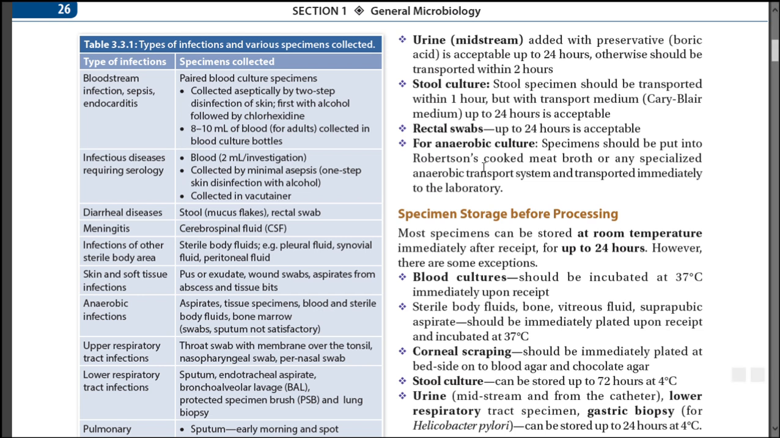For anaerobic culture, we want the specimens to be put into Robertson's cooked meat broth or any other anaerobic transport system and transported immediately to the laboratory. So this medium is important: Robertson's cooked meat broth, and Cary-Blair medium for stool culture is important.